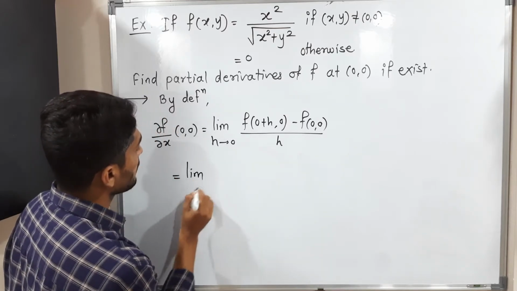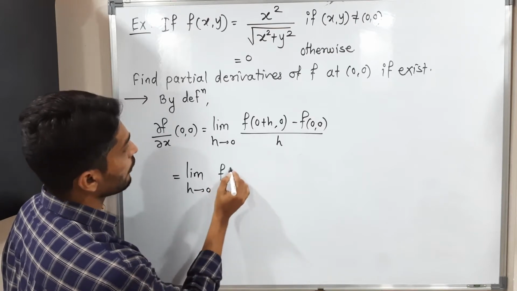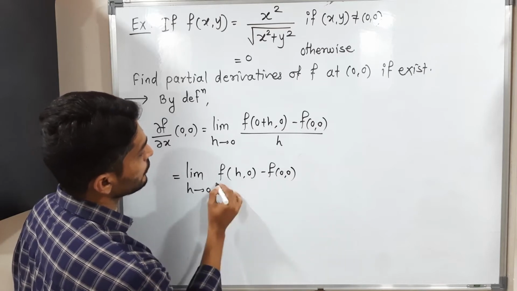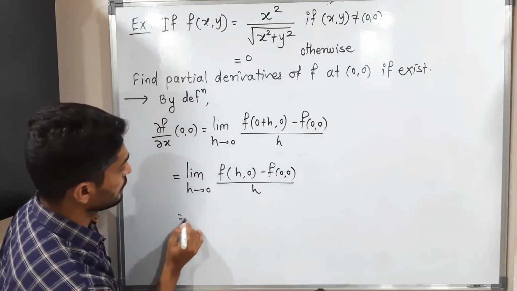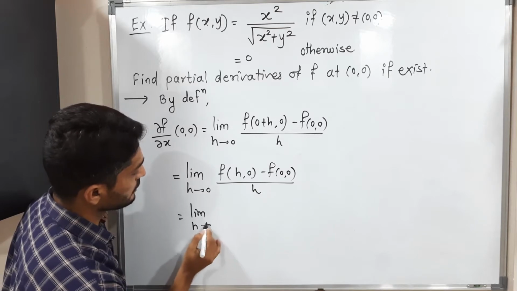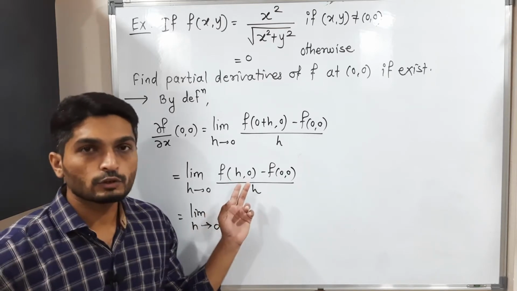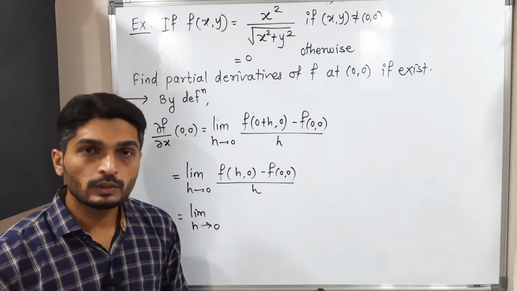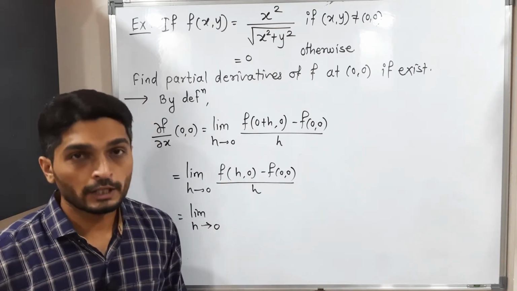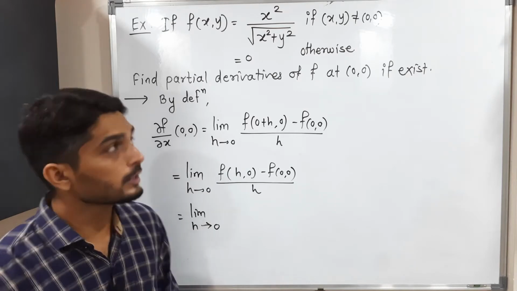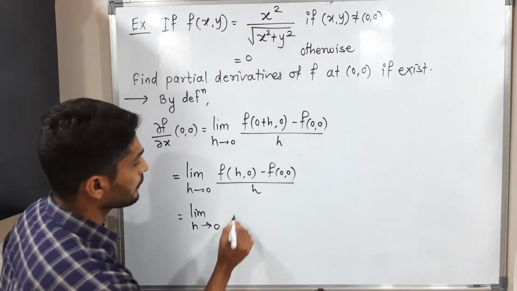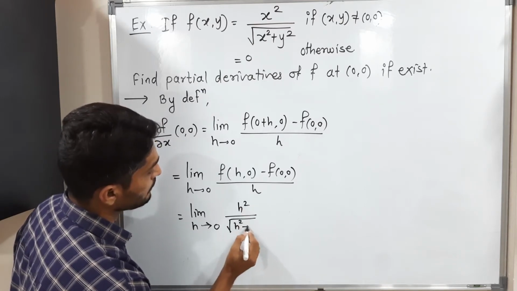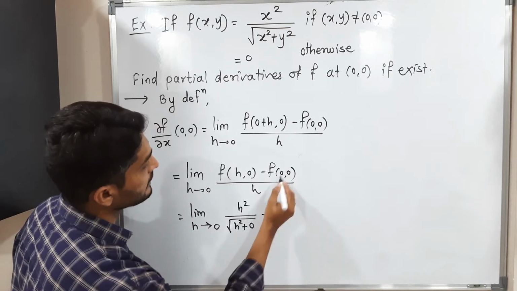So limit h tends to 0 of f(0 + h, 0) minus f(0, 0), divided by h. So this is equal to limit h tends to 0 of f(h, 0). So this definition we have to use to find its value. Here you can easily see x is equal to h and y is equal to 0. So let us put those values here. So we'll have h squared divided by root of h squared plus 0 squared, minus f(0, 0).